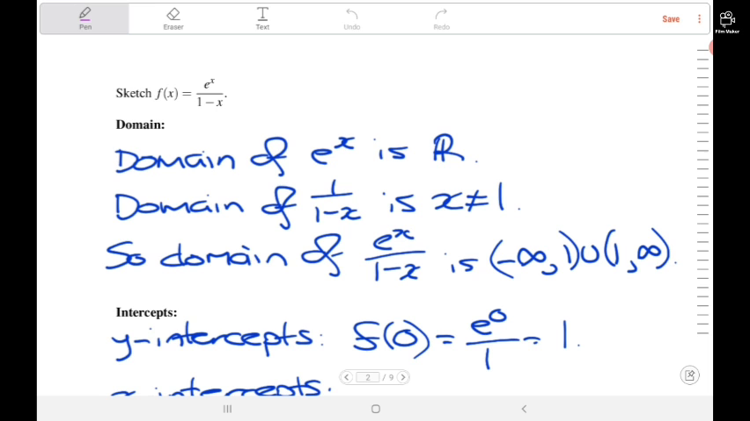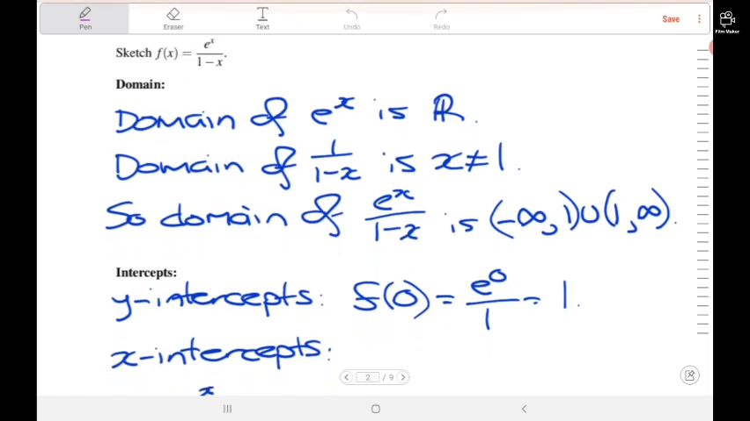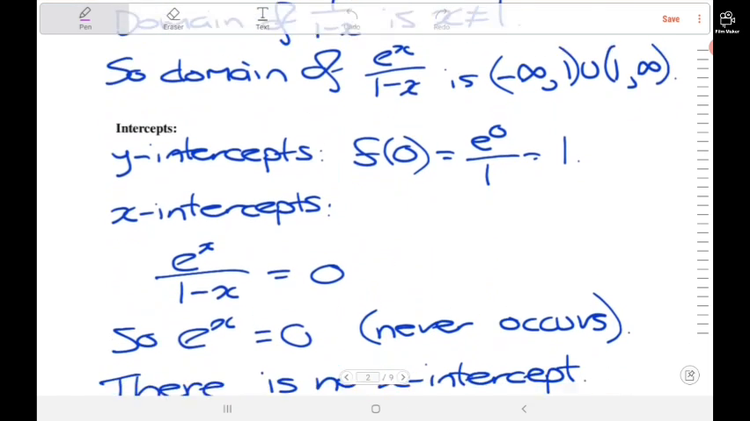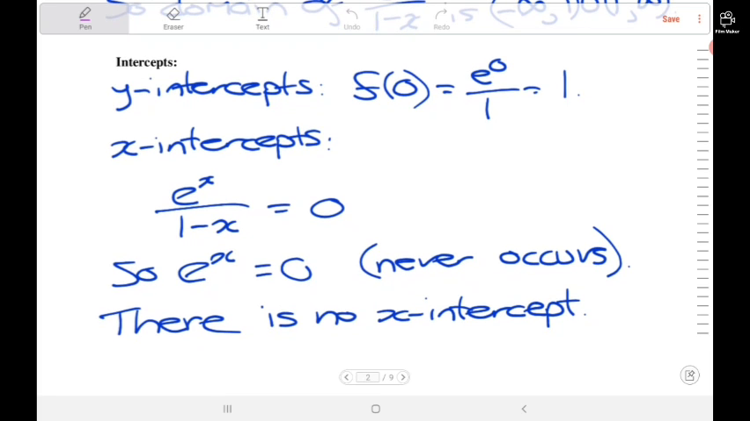The next thing that we can calculate just using this function itself is intercepts. First, to find any y-intercepts, we set x equals 0. So we take f of 0, which is e to the power of 0 divided by 1. E to the power of 0 is 1, so this gives 1, and that means our y-intercept is (0, 1).